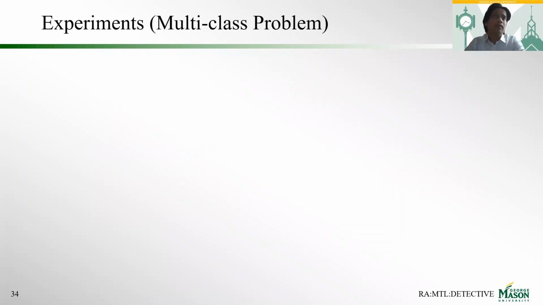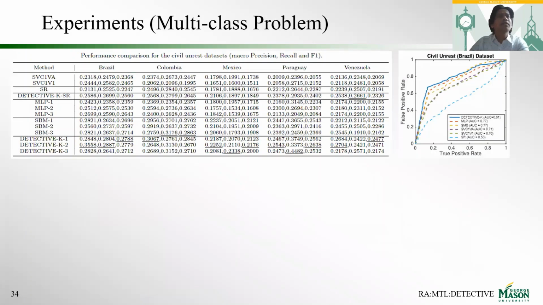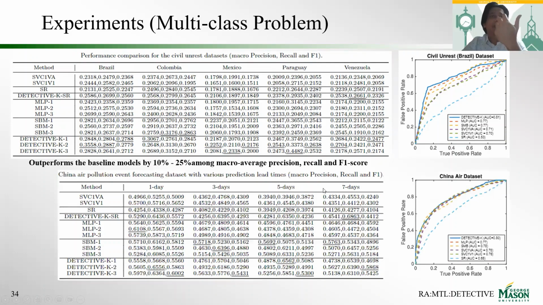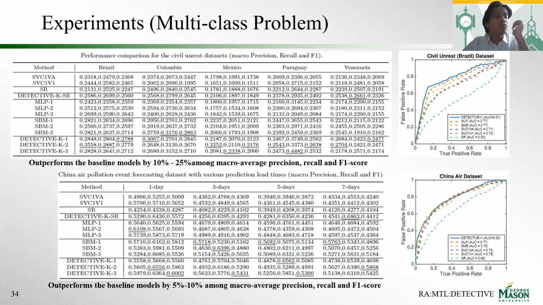Now, as I said, how about the experiments? Take the experiment for the multi-class problem. I did that experiment for event forecasting for civil unrest, and here we see that our model improved over the baselines by 10 to 25%. I also did the experiment for China data, where we see that our model can outperform the baseline model by 5 to 10%.